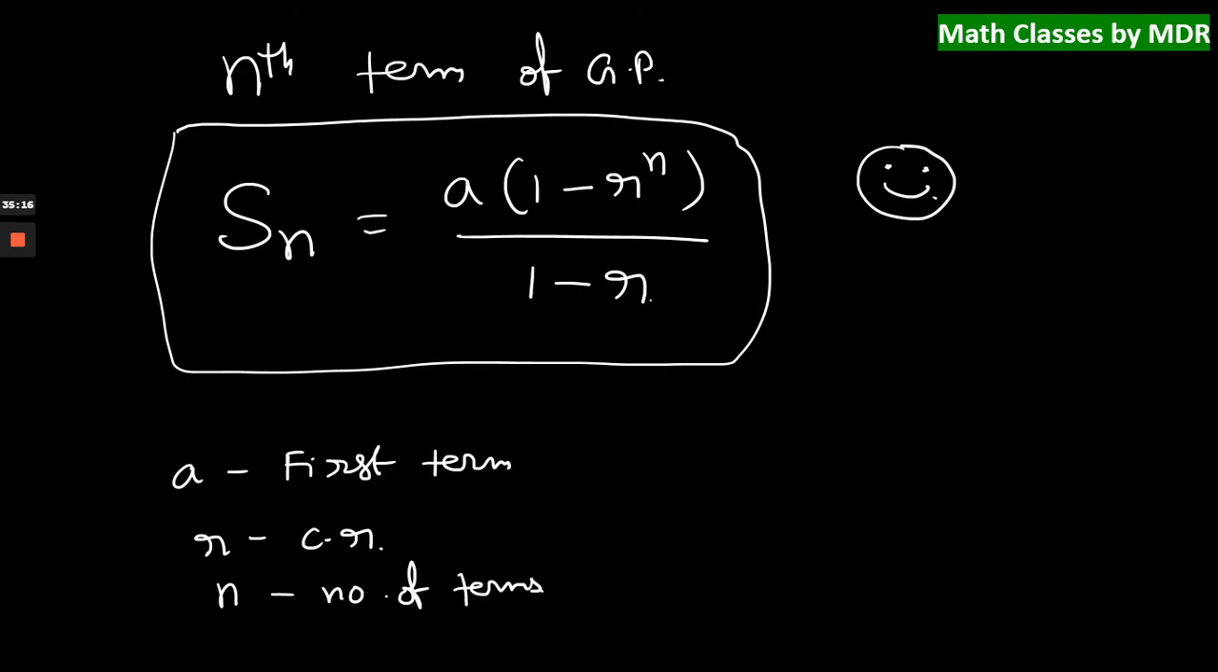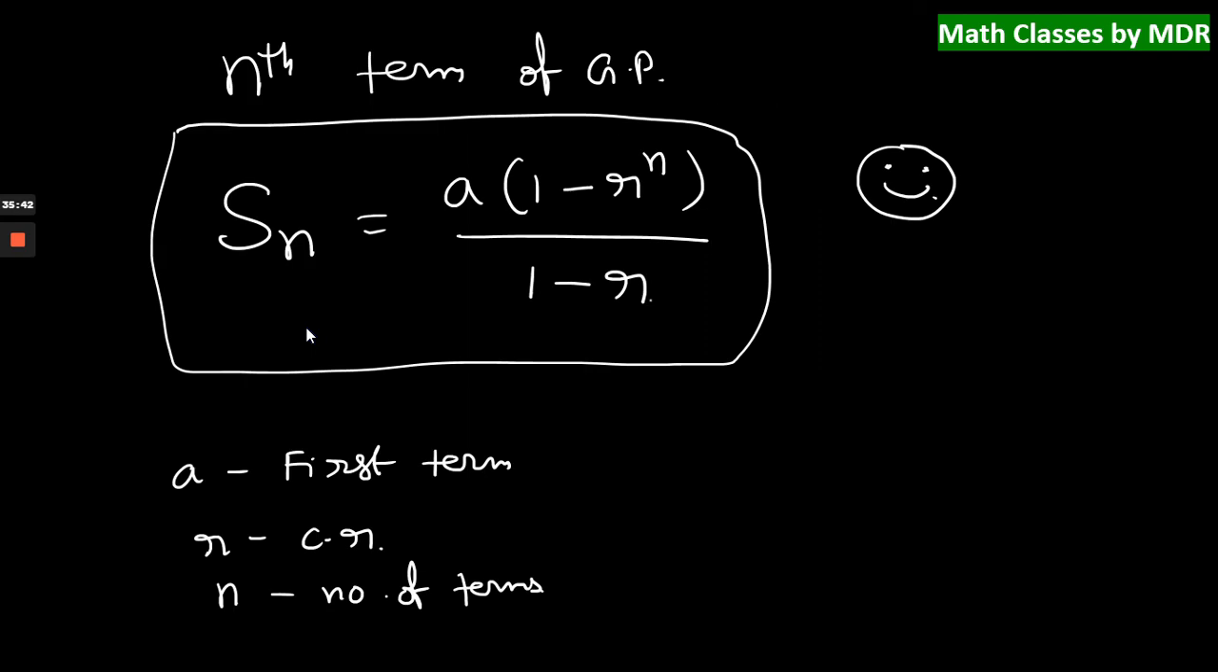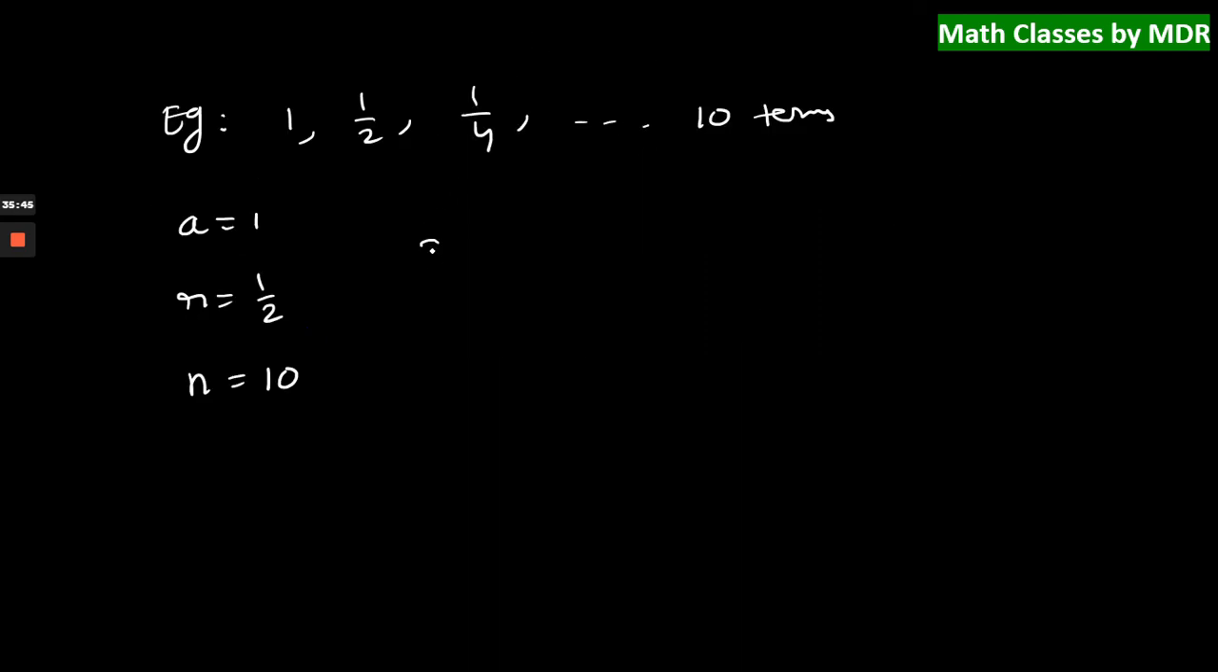Let us take a small example to understand this. We'll start with 1, 1 by 2, 1 by 4, right? Up to 10 terms. So what is the first term here? a is 1, r is 1 by 2, and n is 10. So what is the sum of 10 terms? It is a into 1 minus r power 10 by 1 minus 1 by 2.